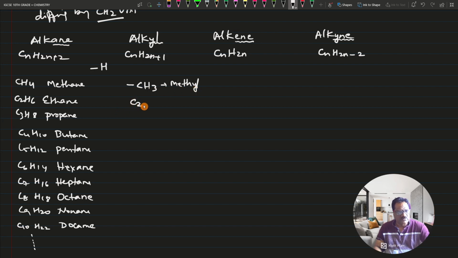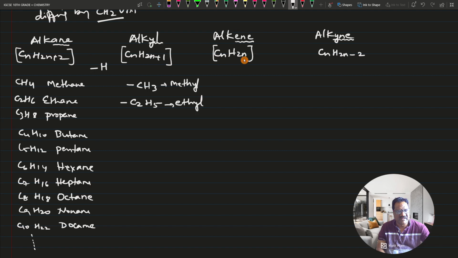Same way, from C2H6, that is ethane, if you remove one hydrogen atom, it will become C2H5. But there will be one place vacant for some other atom of some other element to come and take the place of that removed hydrogen. This is known as an ethyl group, or ethyl member. That way you will get a series of members of this alkyl group. The general formula is CnH2n plus 1.